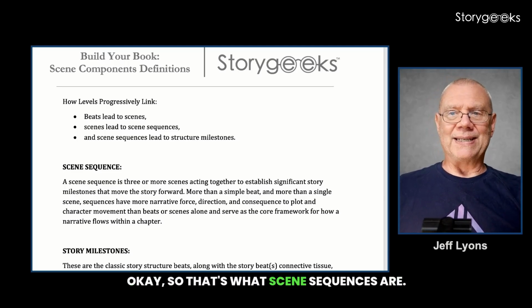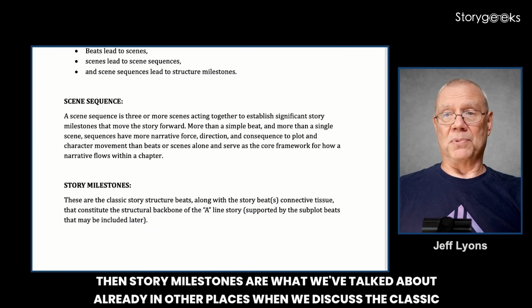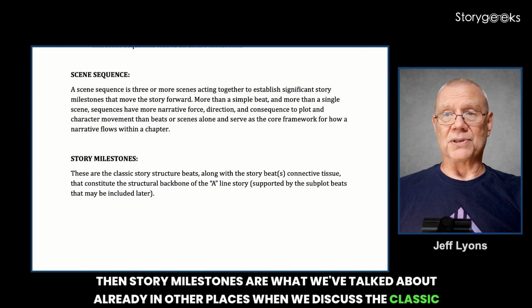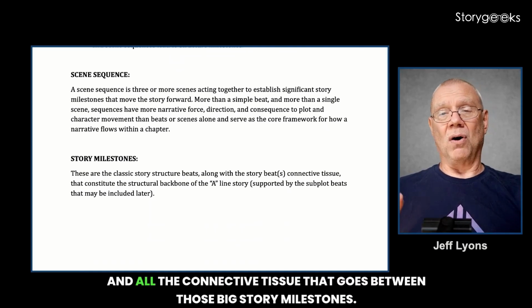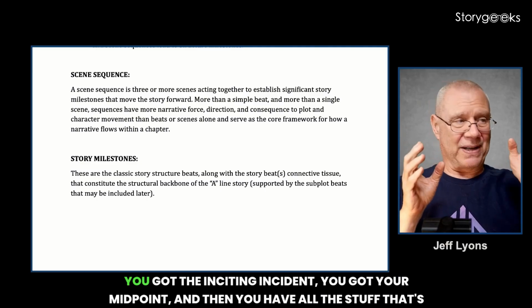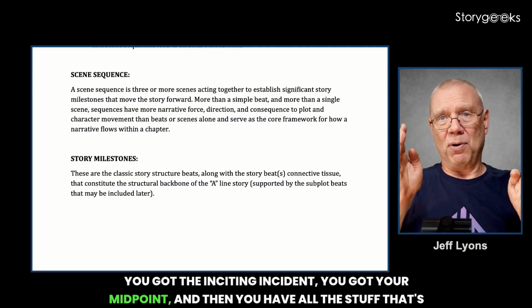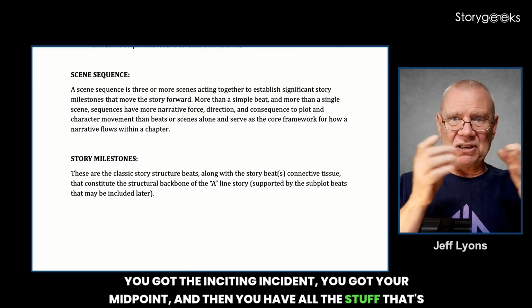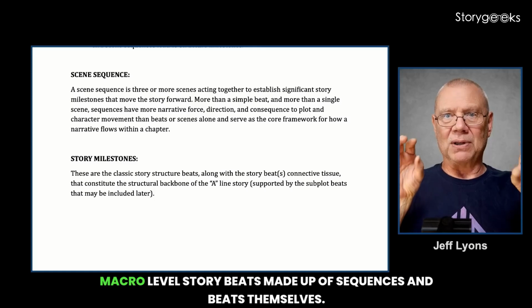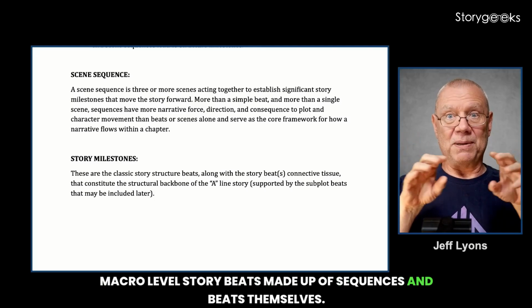Okay, so that's what scene sequences are. And then story milestones are what we've talked about already in other places when we discuss the classic story structure. And all the connective tissue that goes between those big story milestones. You got the inciting incident, you got your midpoint, and then you have all the stuff that's got to go on between those two big macro level story beats, made up of sequences and beats themselves.